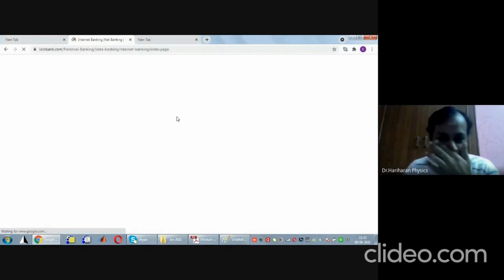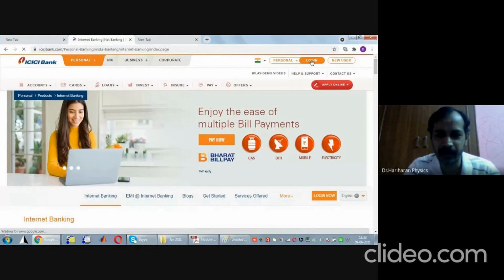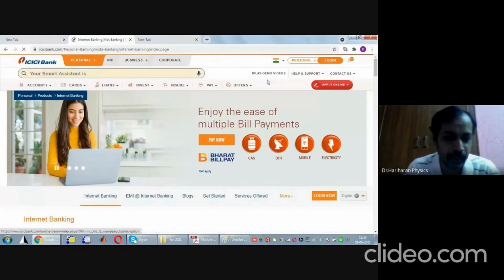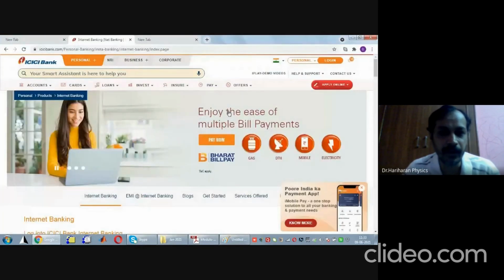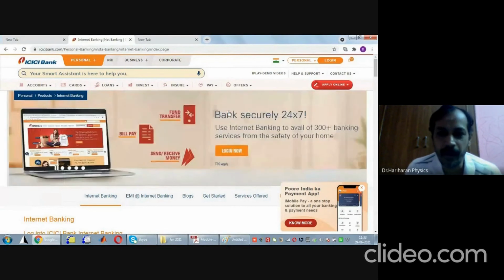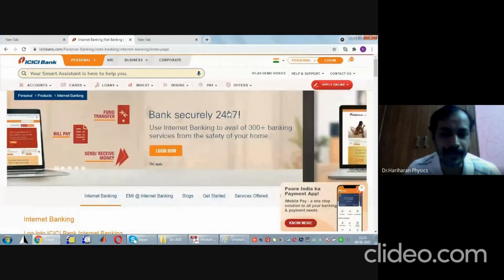I will log in with my login credentials. Okay, I will do all that. Then I will initiate one transfer. For example, I may want to transfer my money to my cousin. All their IDs or account numbers are already there in my ID. So when I do it, what will happen?